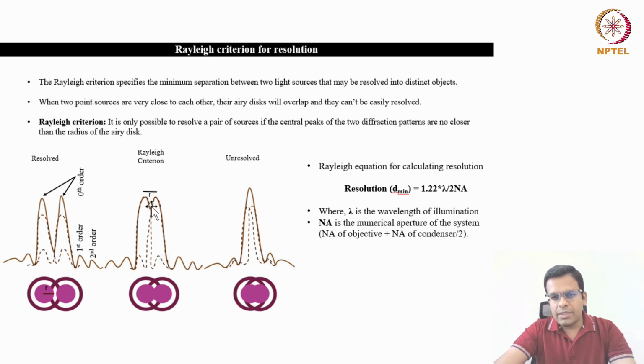But if the central peaks are not separated by this distance of radius, then you will not resolve this object. It will appear like a single dot. The Rayleigh equation for calculating the resolution is 1.22 lambda by 2n, where lambda is the wavelength of illumination and n is the numerical aperture of the system, that is, the numerical aperture of the objective plus the numerical aperture of the condenser, divided by 2.